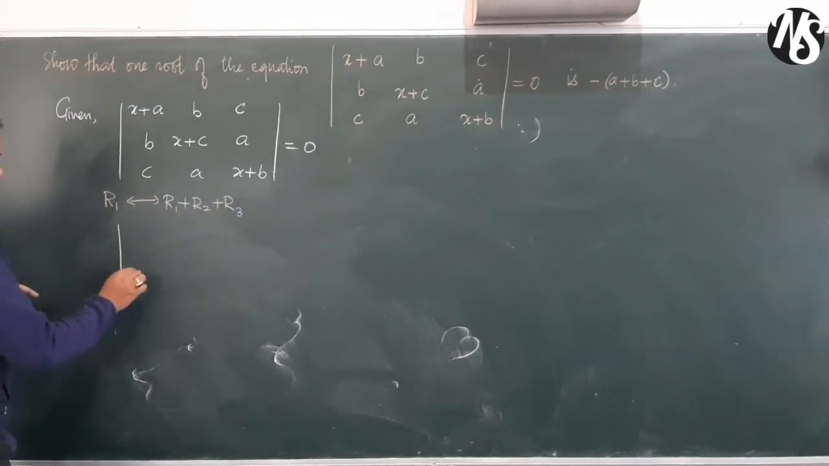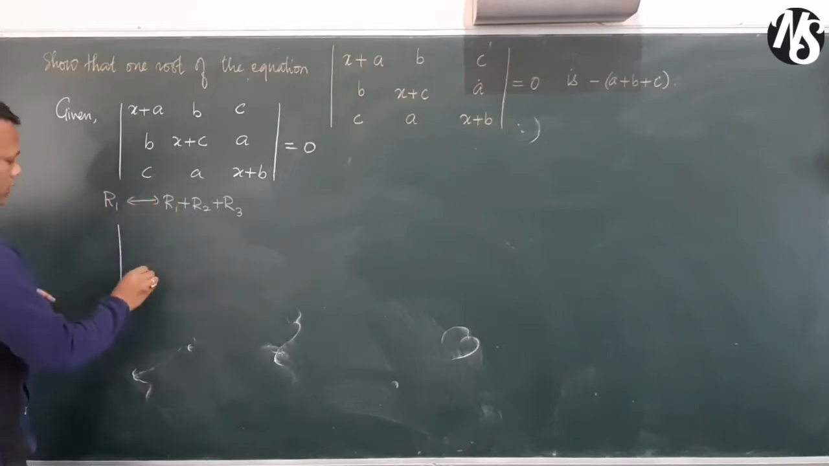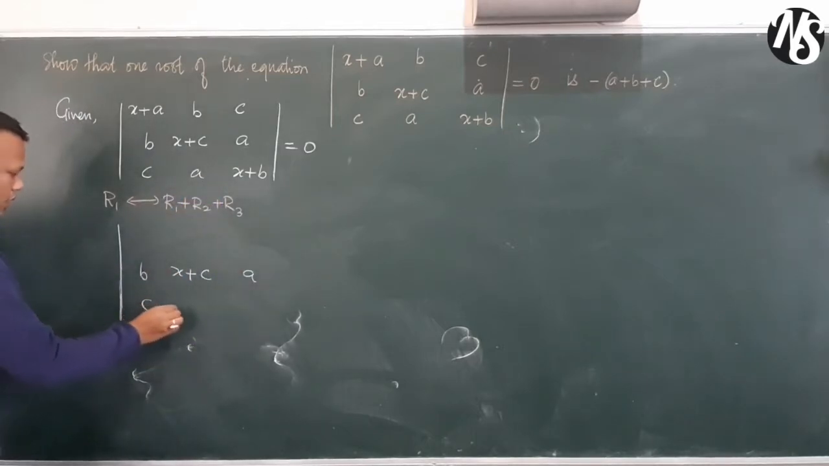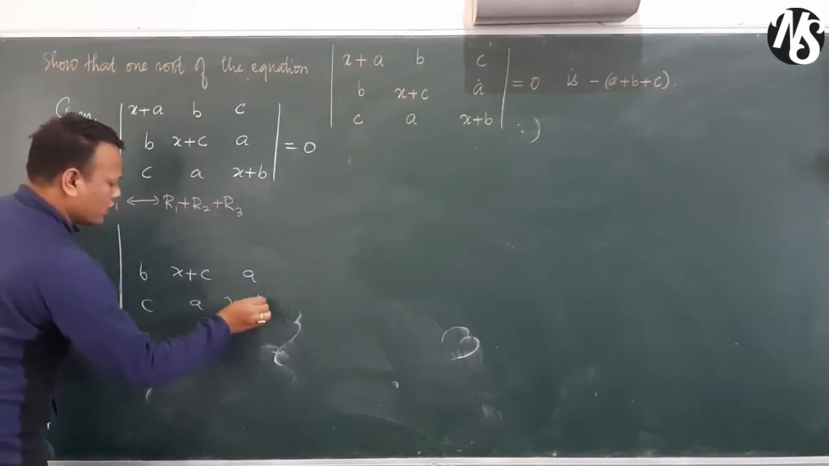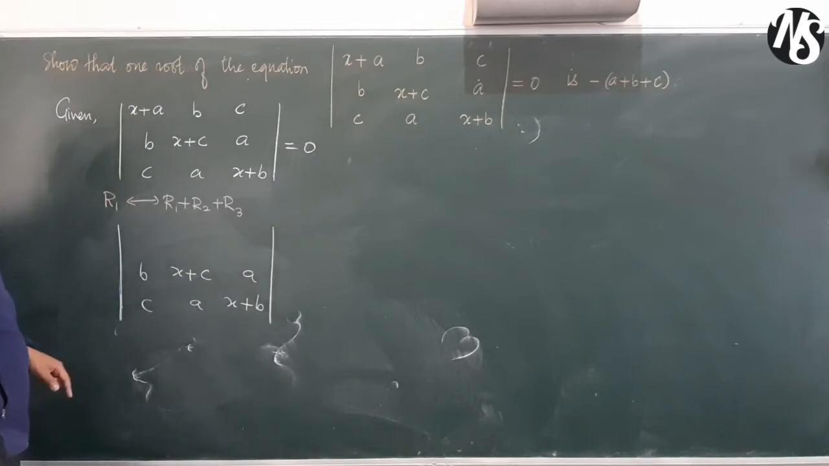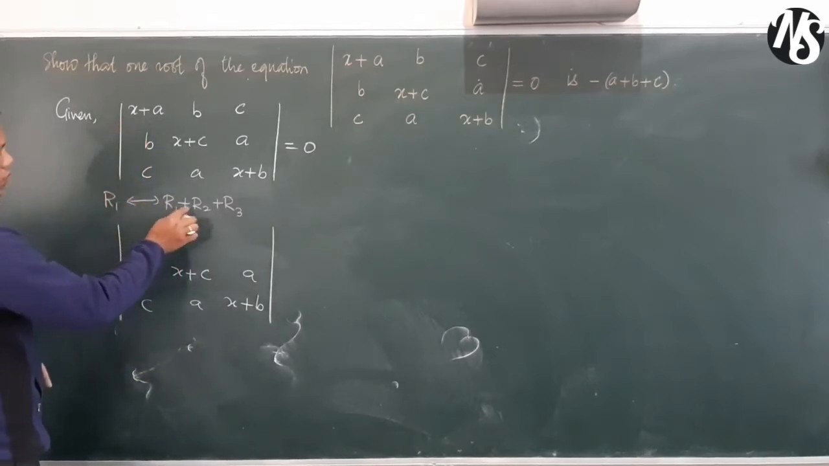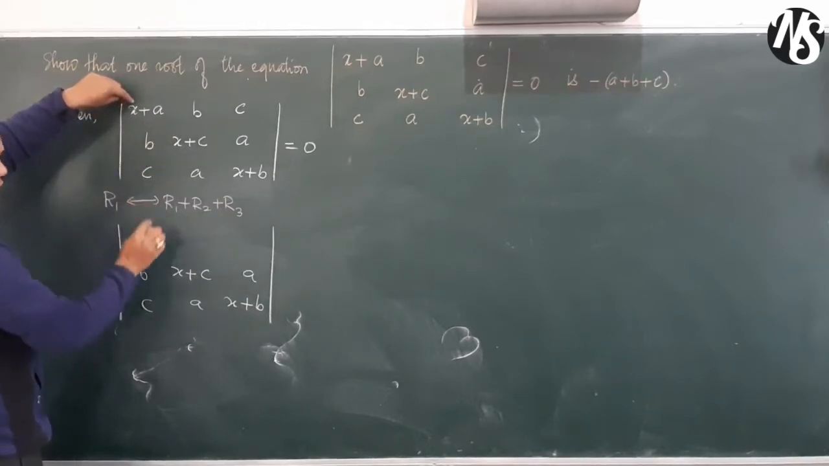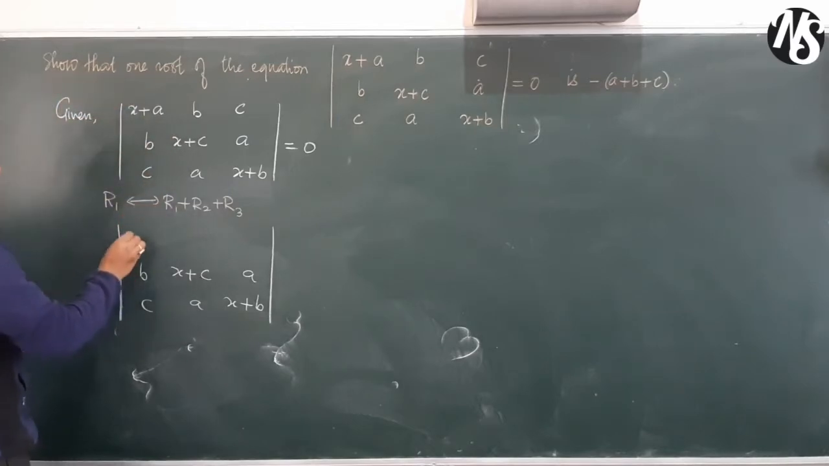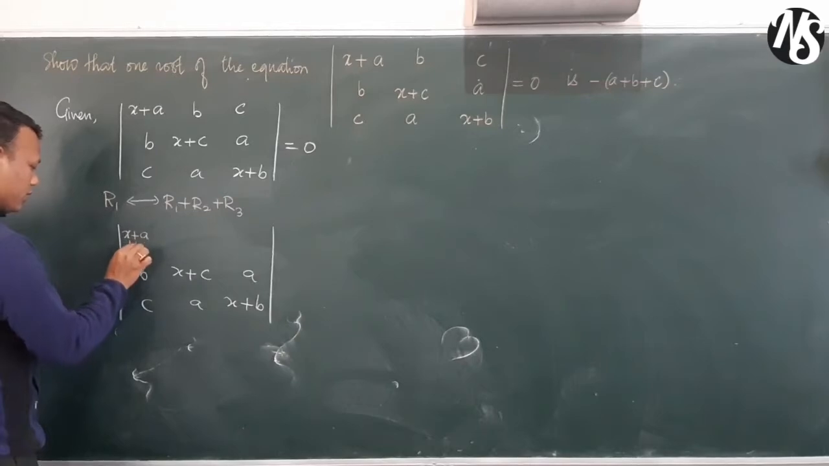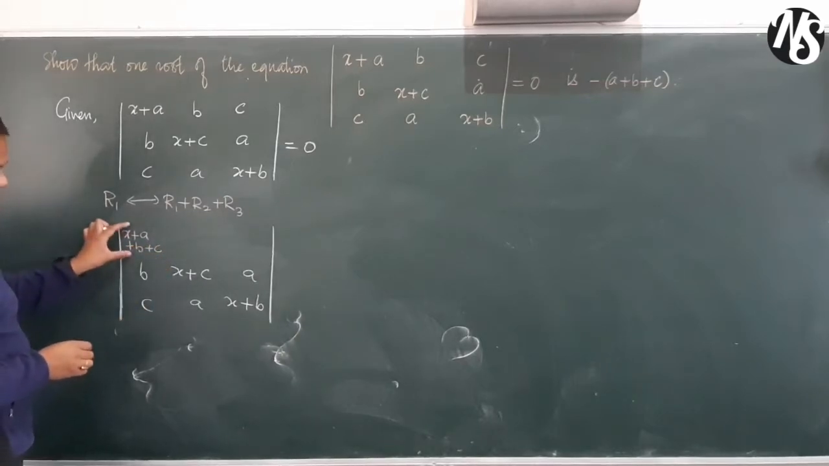So see here carefully, row 2 becomes b, x plus c, a, and row 3 is c, a, x plus b. There is no change in row 2 and row 3. The only change you are making is in row 1, which is row 1 plus row 2 plus row 3. So when you add them, you get x plus a plus b plus c. Let me make my determinant bigger, since I don't have space, so let me write this way: plus c. This is my first element.